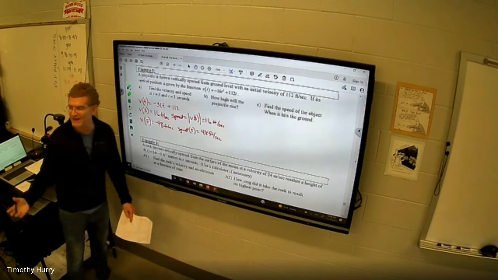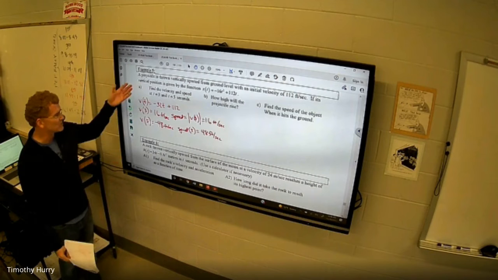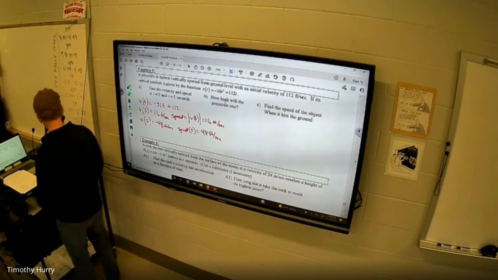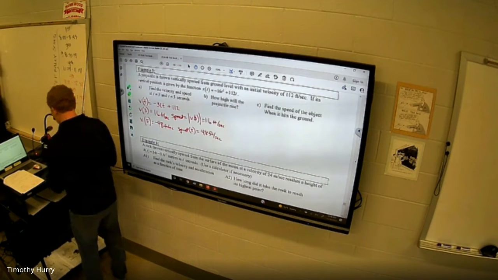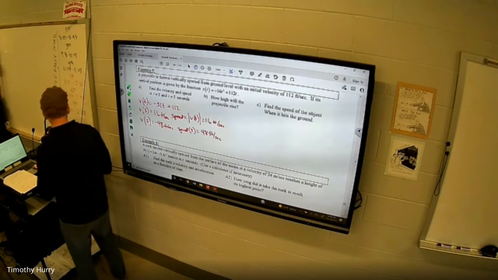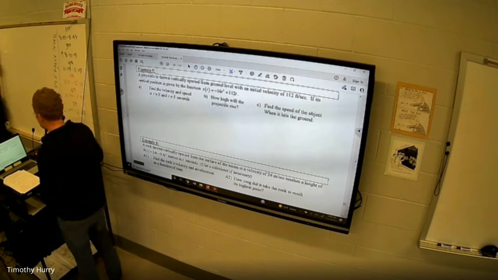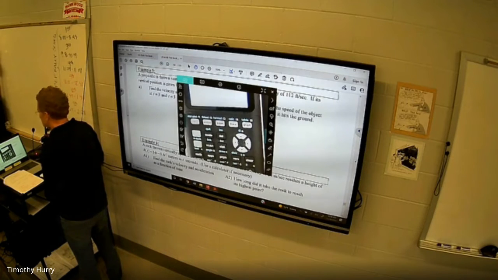So hopefully that's not a big deal. If I give you a position equation, you take the derivative. Now, let me show you how to use your calculator on these. And again, I probably wouldn't do it on this problem because it's so easy to do it this way. But let me show you. I'll start with the 84. So if you have an 84, here's what you're going to do.